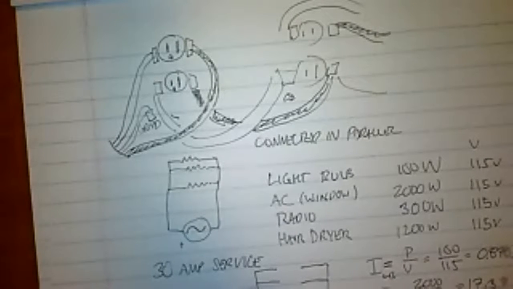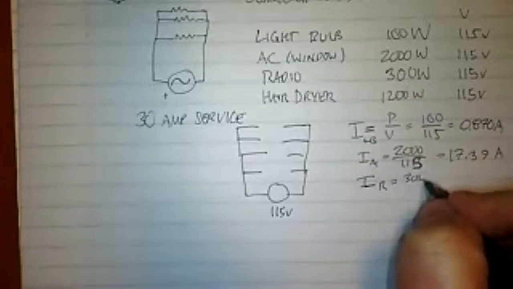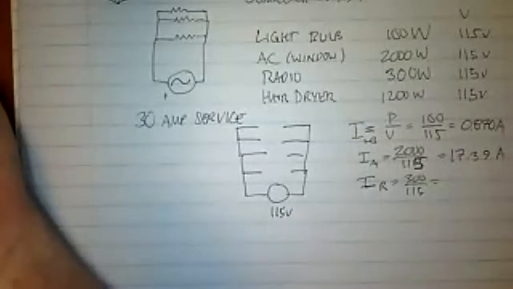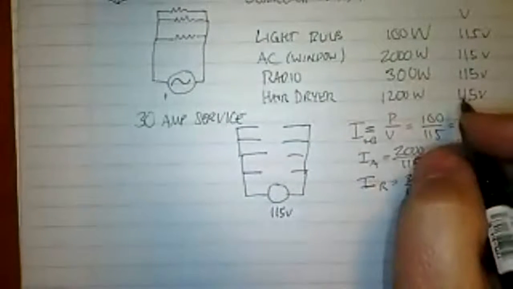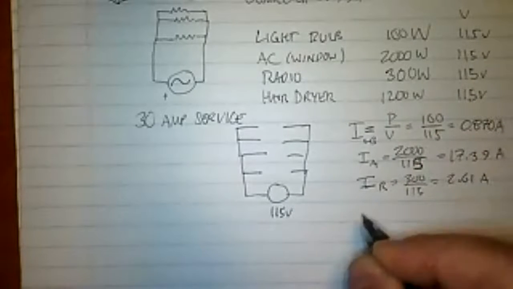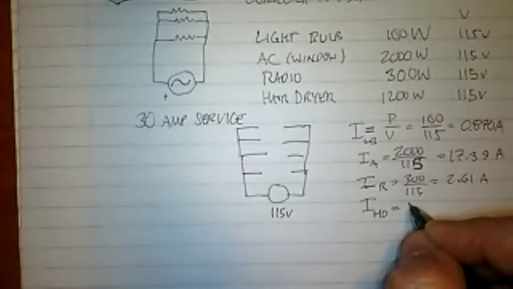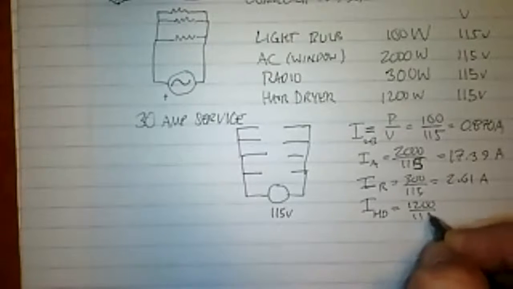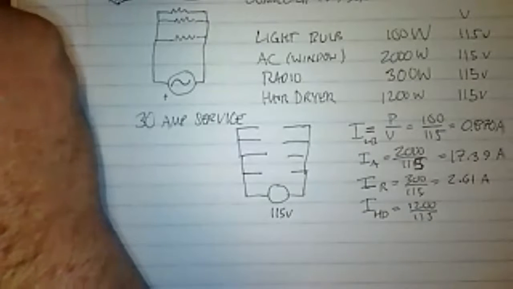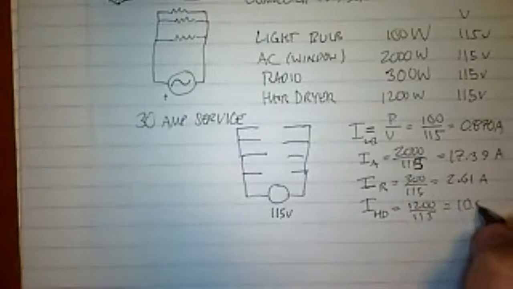The amps for the radio, I realize now I'm writing too low. The amps for the radio is about 300 divided by 115. That gives me 2.61. And then the wife plugs in the hair dryer, and that gives me 1,200 divided by 115, which is the same thing we got for the edger earlier. 10.43, I suspect. And yes, that's 10.43.